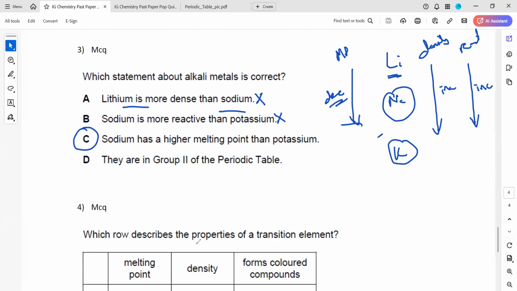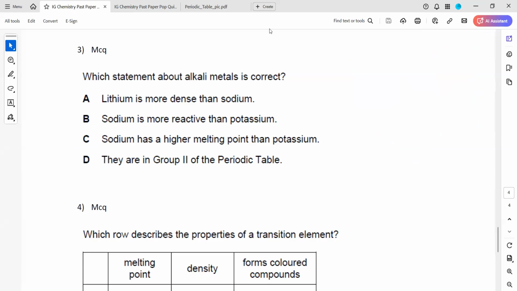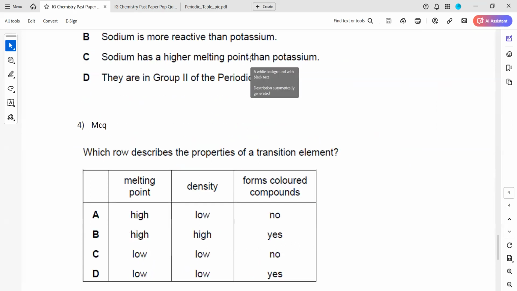The density for all the groups increases. It is not only for group 7 or group 1. For all the groups in the periodic table, whenever you go down the group, it increases. You have to remember these periodic trends: reactivity, density, melting point.